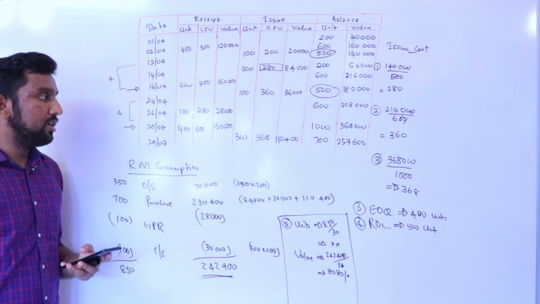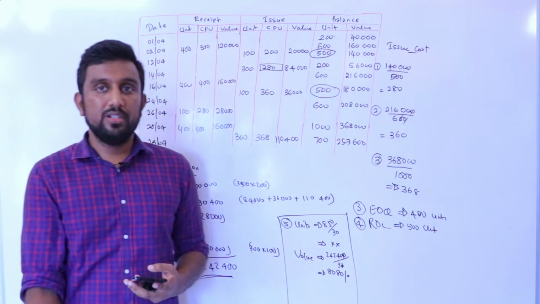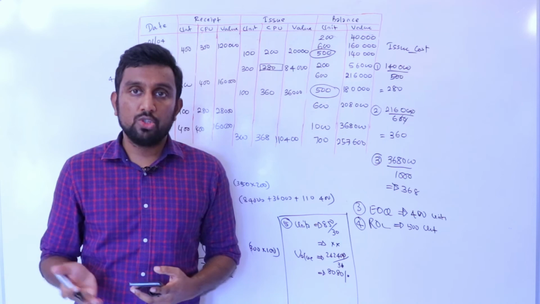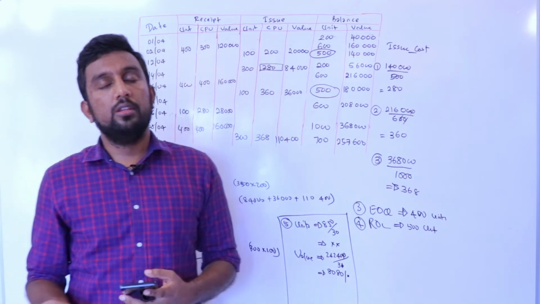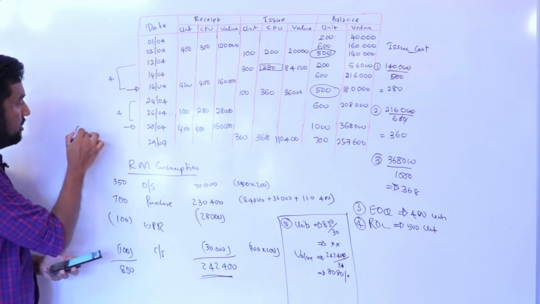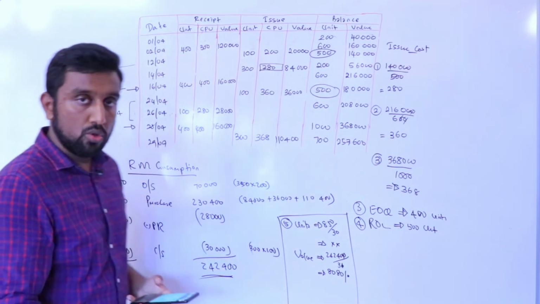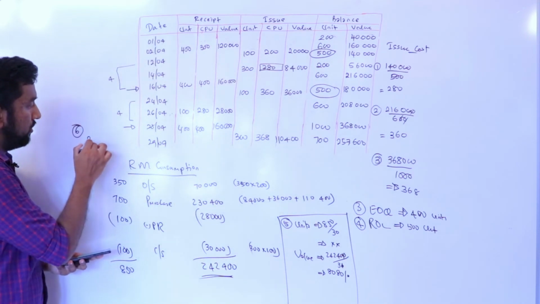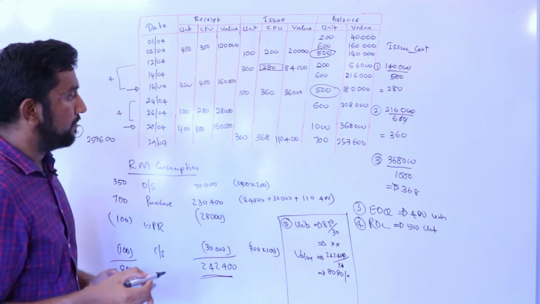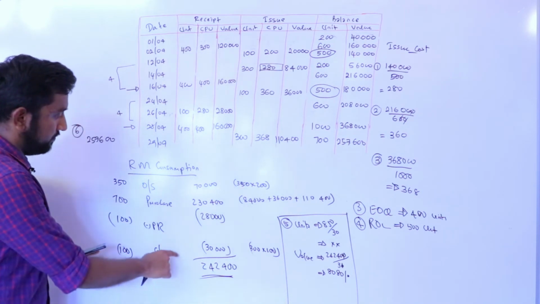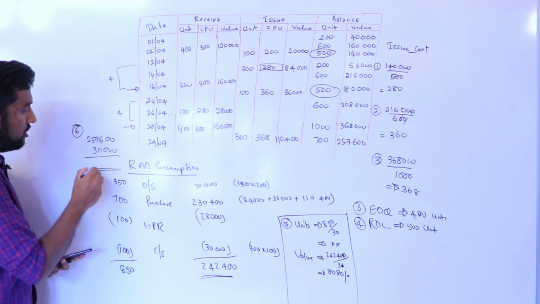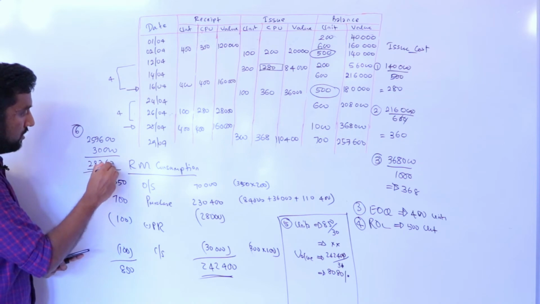Last question, total inventory of the business. This question is important. Why? Because total inventory means the inventory in both the places. In the previous question, we didn't have inventory in the manufacturing plant. In this question, we have inventory in store, which is how much? 257,600, and we have inventory in the production plant, that is 30,000. So total inventory of the business is 287,600.